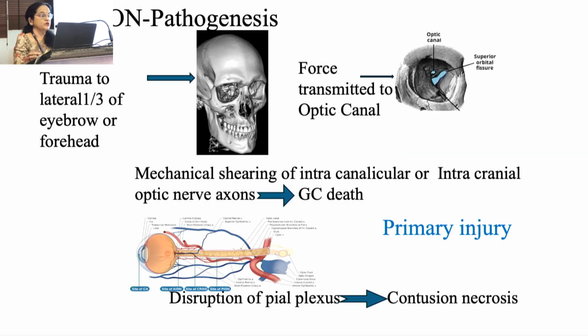So, a few words about the pathogenesis, to understand the treatment. There is a concept of primary injury, which is basically due to ganglion cell death caused by the shearing effect on the optic nerve axons, and also contusion necrosis due to the ischemia produced by the pial plexus. This part of the injury cannot be reversed. That's why in many patients we get a very bad visual acuity at presentation.